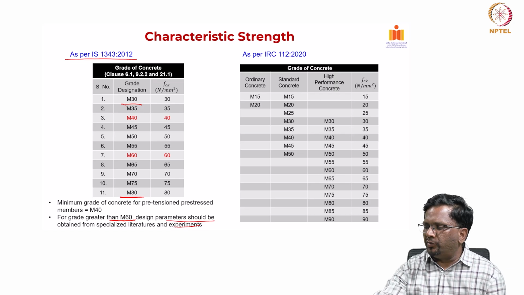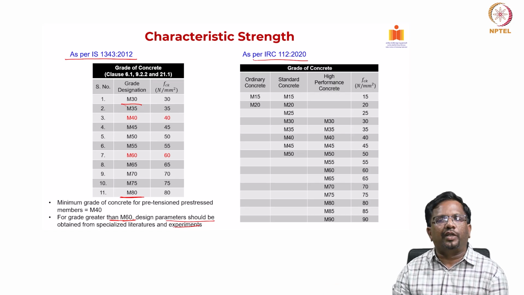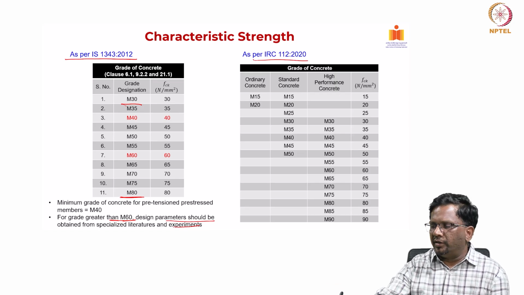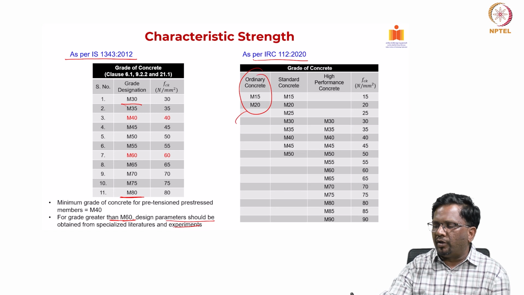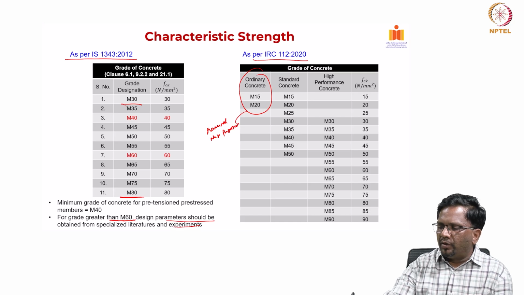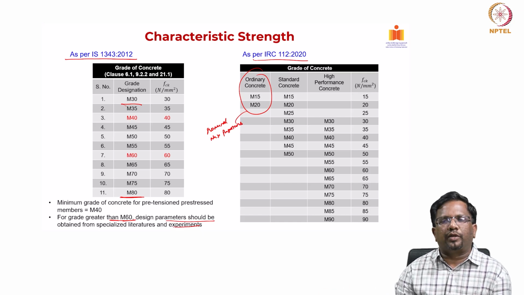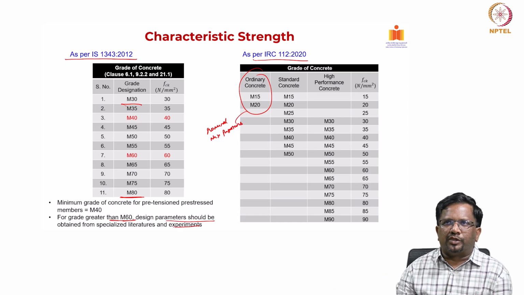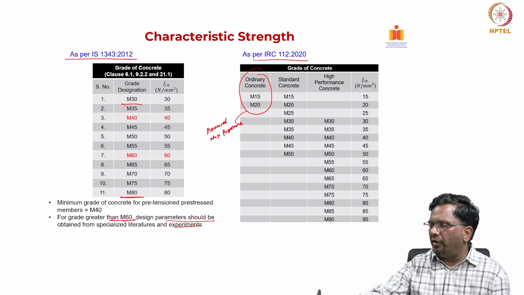Now for IRC 112, you can see there are different grades of concrete given, and these are your ordinary concrete based on nominal mix proportions. And then we have standard concrete. You do your proper mix design, and you can go from M15 to M50, and then you have high performance concrete.